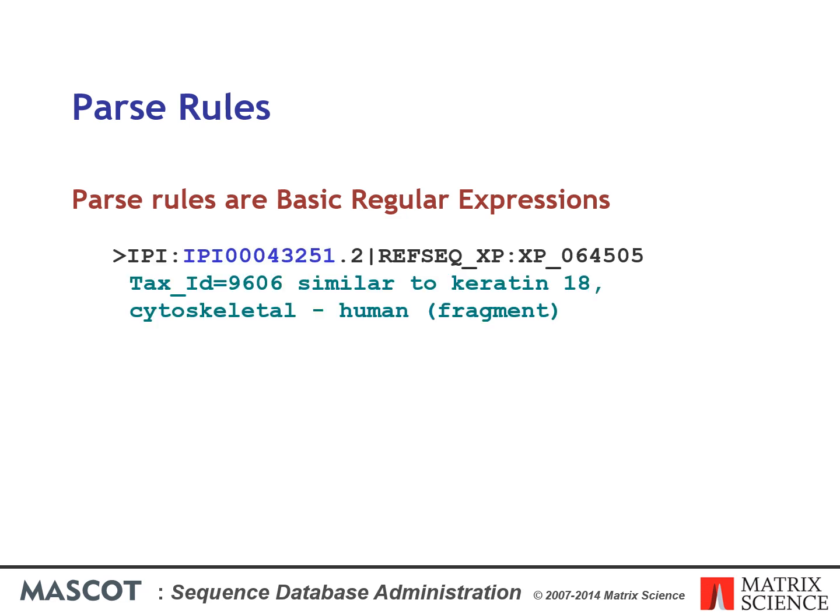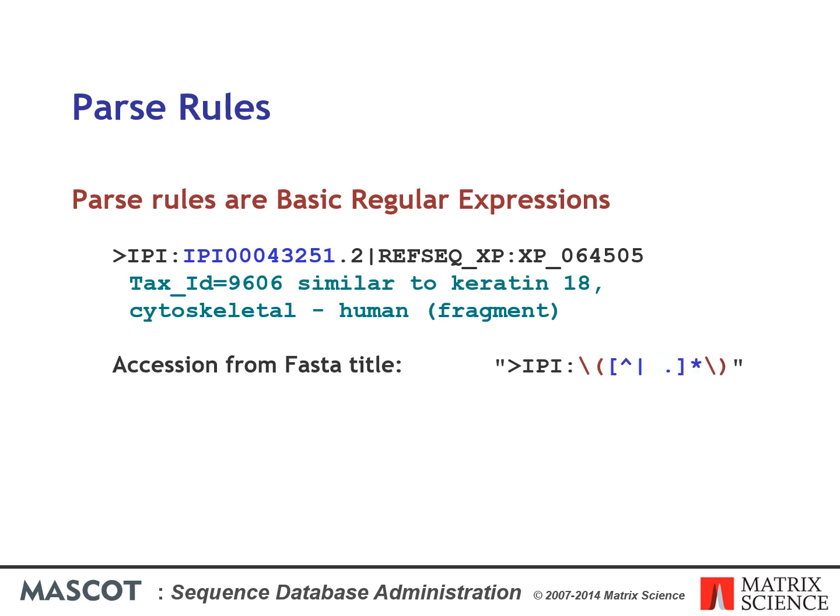Here, for example, we have a title line from the IPI human database. Now let's say we want to use IPI00432551 as the unique accession string, and everything after the first space should be treated as the description. The regular expressions or parse rules used to extract this information look like this.